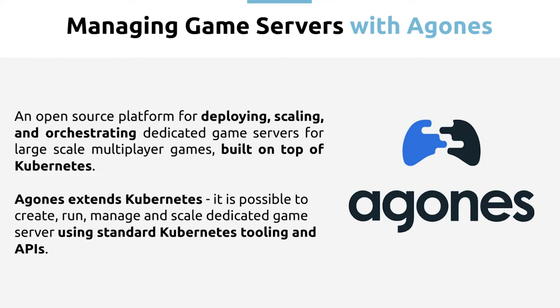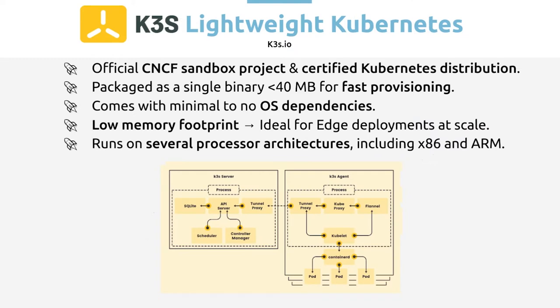Agones is an open source platform for deploying, scaling, and orchestrating game servers, for multiplayer games. And this has been built on top of Kubernetes. So Agones extends Kubernetes. So you can use standard Kubernetes tooling and APIs like kubectl to create, run, manage, and scale dedicated game servers. The second technology that we are going to look at is K3s.